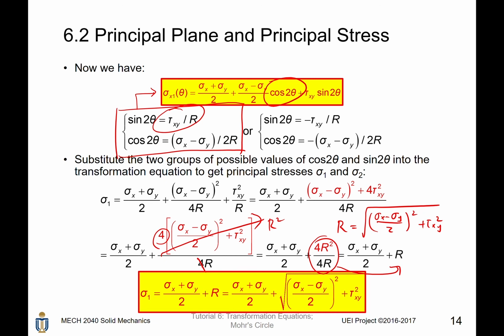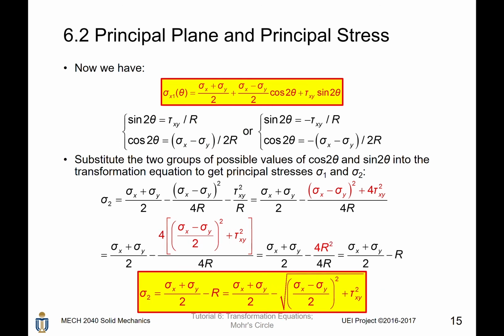Therefore, sigma 1 equals sigma x plus sigma y divided by 2 plus R, and you know R is just something like this, a square root. So there is another principal stress which is similar. You are going to substitute this system into the transformation equation, then everything is the same except the sign becomes negative. Then we group those two terms behind, and this will be negative. All the rest of the things are still the same.